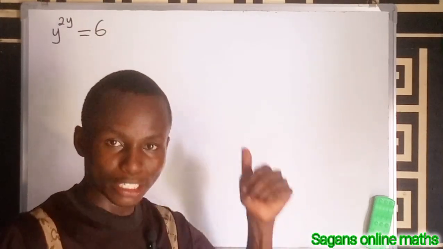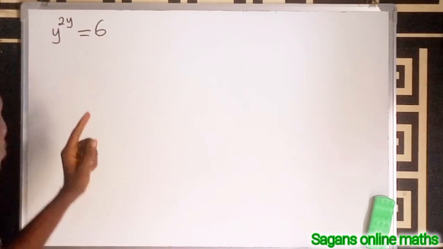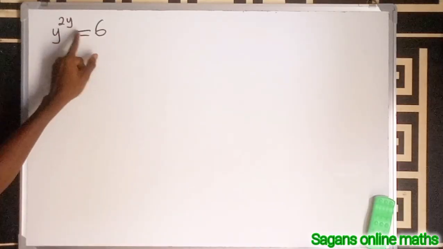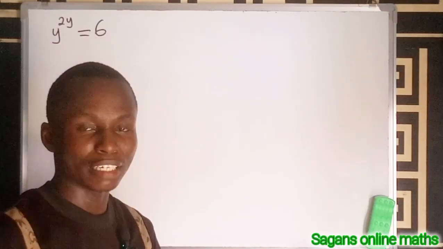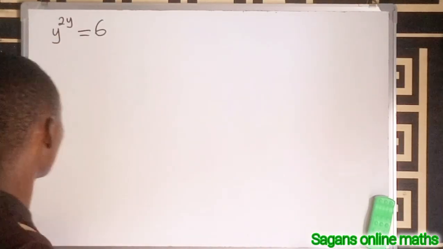Can you solve this maths Olympiad question on the board? Now look at what we are given: y to the power of 2y is equal to 6, and we are expected to find the value of y. What are we going to do?